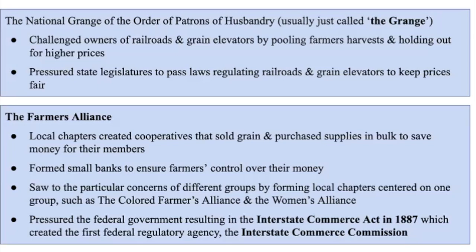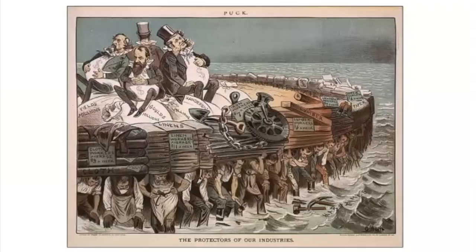And the Farmers Alliance pressured the federal government, resulting in the Interstate Commerce Act of 1887, which created the first federal regulatory agency, the Interstate Commerce Commission. In this Gilded Age section of our Module C time period, both major political parties claimed to support industrial workers.